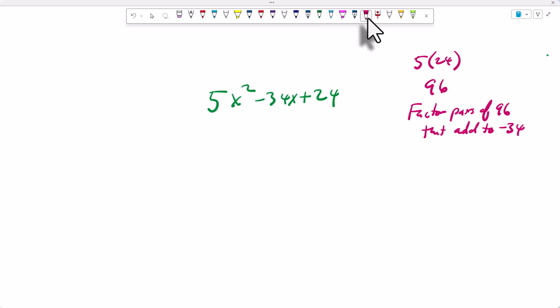What is it? Oh gosh. What is it? 120? I did 4 times 24. Okay. They both have to be negative. Why is that? They multiply to be positive, add to be negative. They both have to be negative.